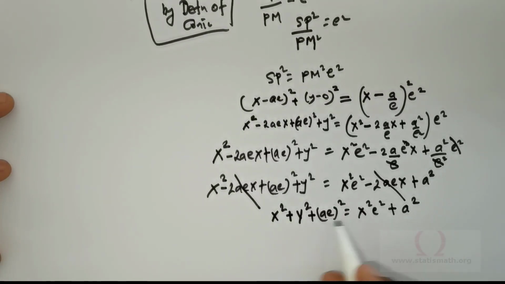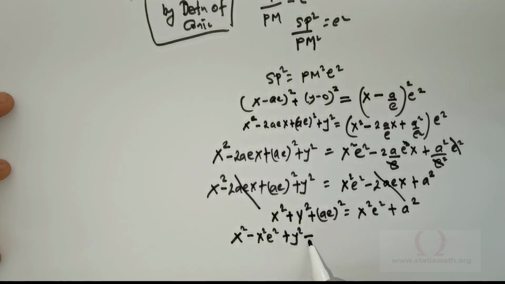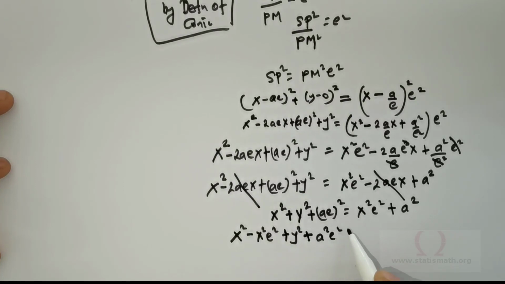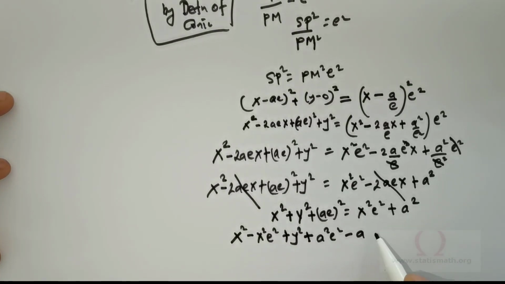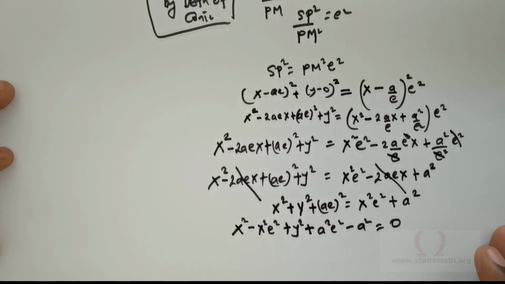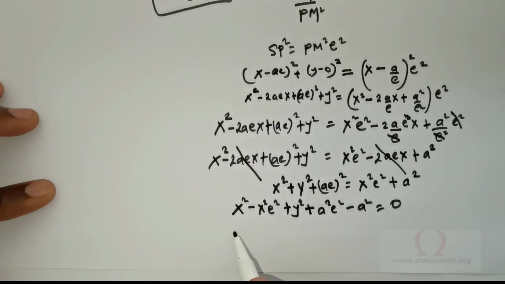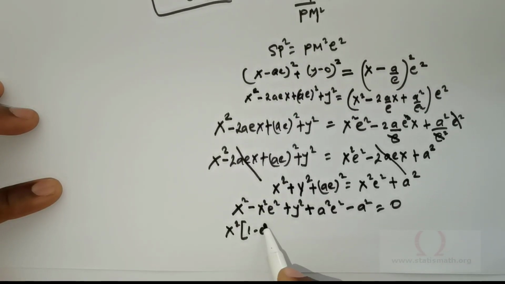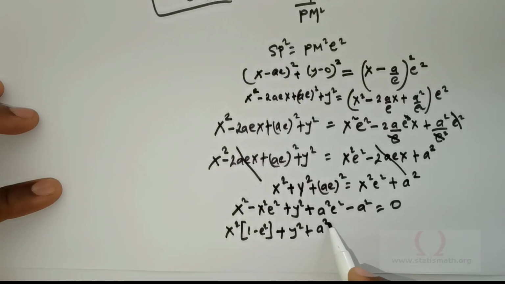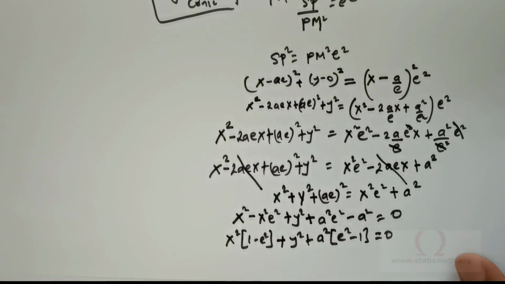Now I'm going to bring this x squared to the left, so that means x squared minus x squared e squared plus y squared, and then plus a squared e squared. Now let me bring this a squared also to this. So if I bring everything to the left side, the right side is going to be 0. Now if I take x squared out, I get 1 minus e squared plus y squared, and if I take a squared out, I get e squared minus 1 is equal to 0. So this is what I'm getting.